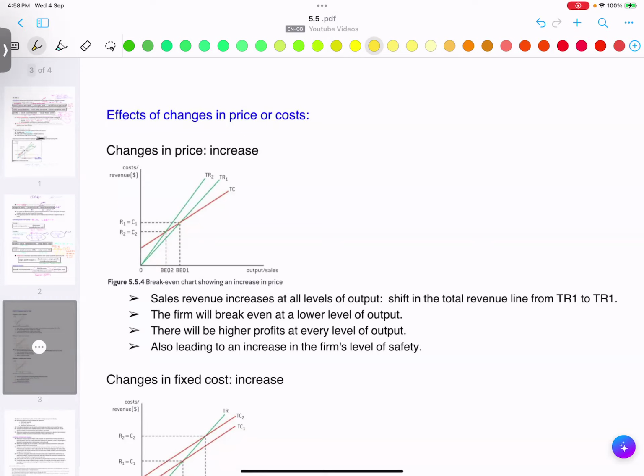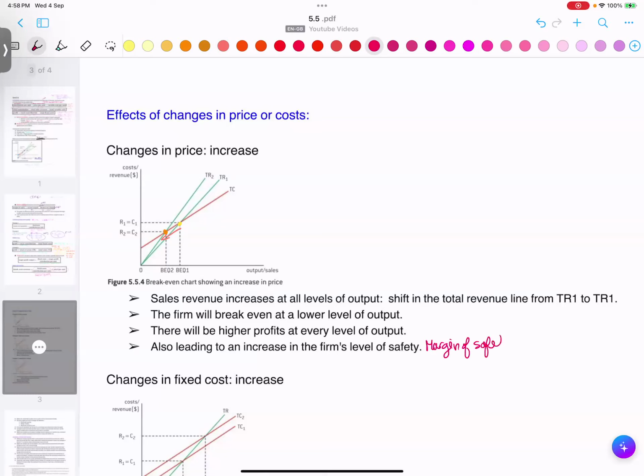And it's actually shown here. So it shifts from here to here. You can see that shift, right? The firm will break even at a lower level of output, like I previously mentioned. There will also be higher profits at every level of output. And you can see that the total revenue increases, also leading to an increase in the firm's level of safety. This has to do with the margin of safety.